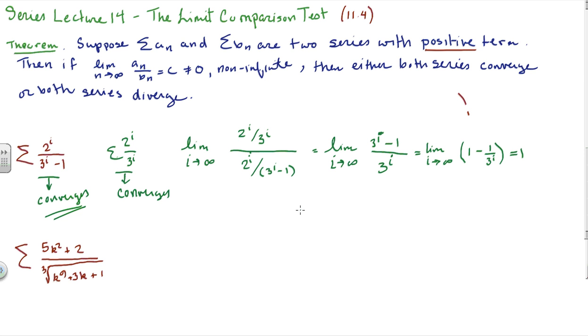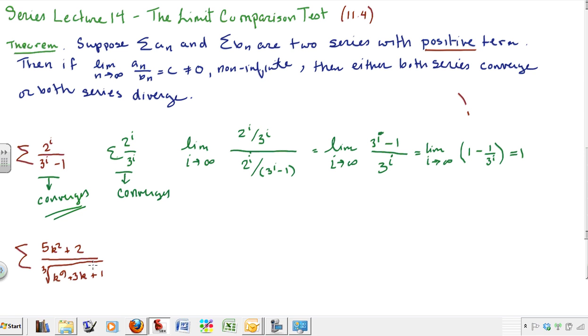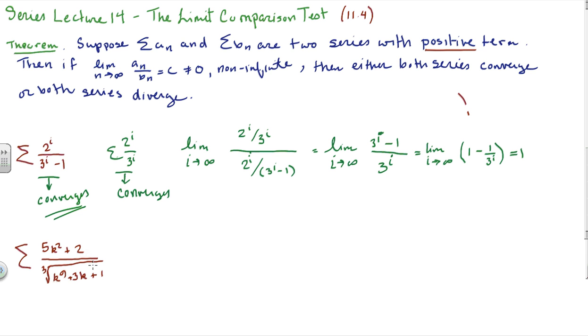So now let's look at this next one over here. This next one's a little bit interesting. Looks rather complicated, doesn't it? Well, when you're trying to figure out what to compare it to, you really want to think about it in terms of limits. So I'm going to look at this as 5k squared plus 2. And remember, we're taking limits to infinity. And as I'm going to infinity, what's this going to behave like?